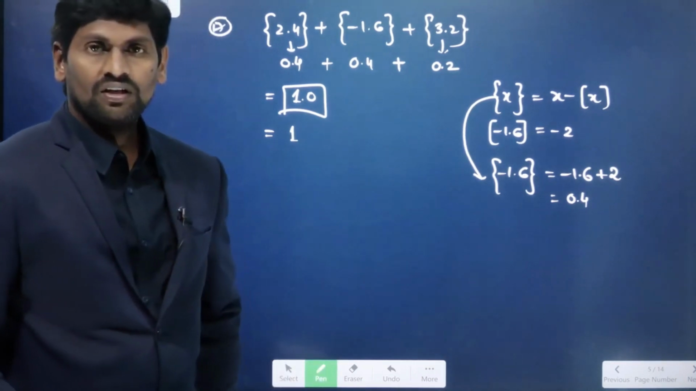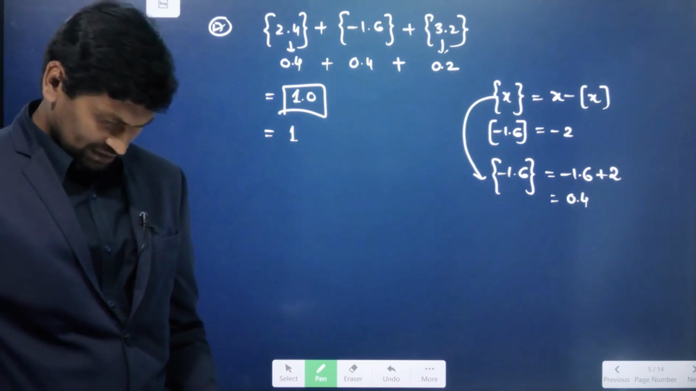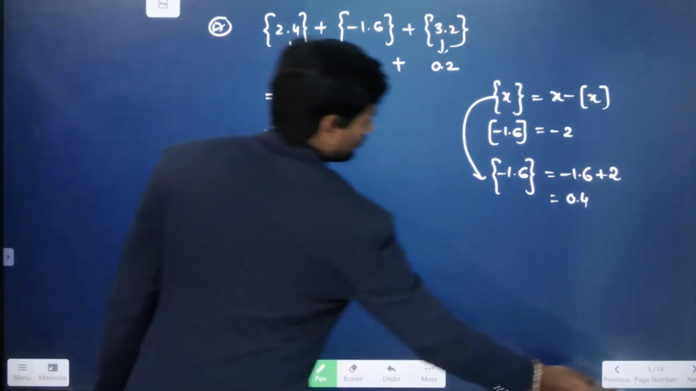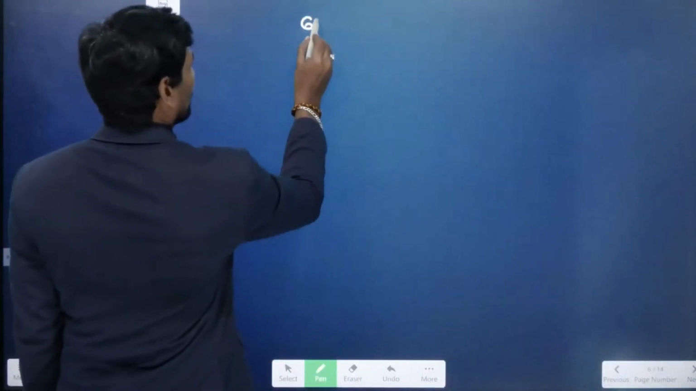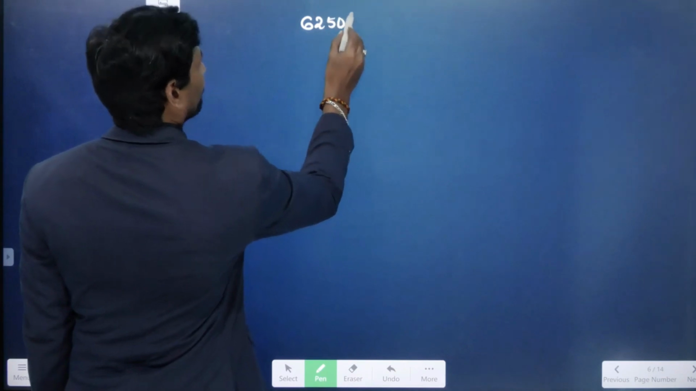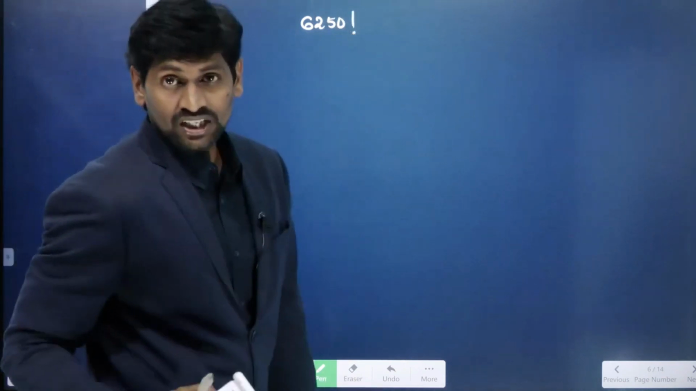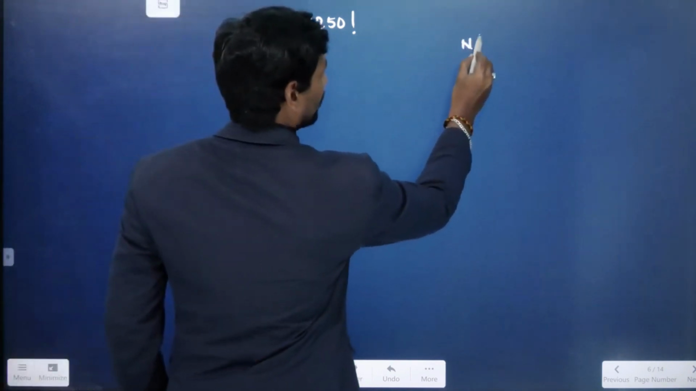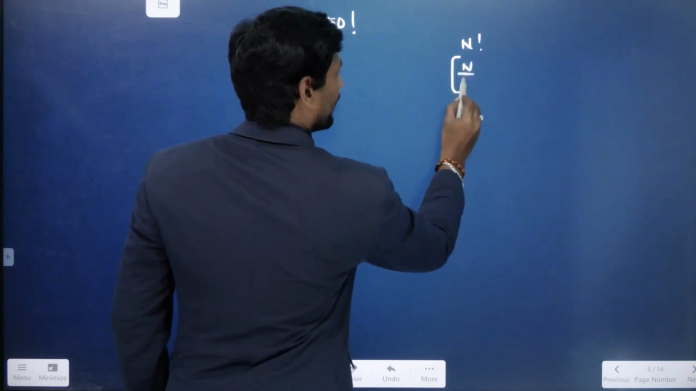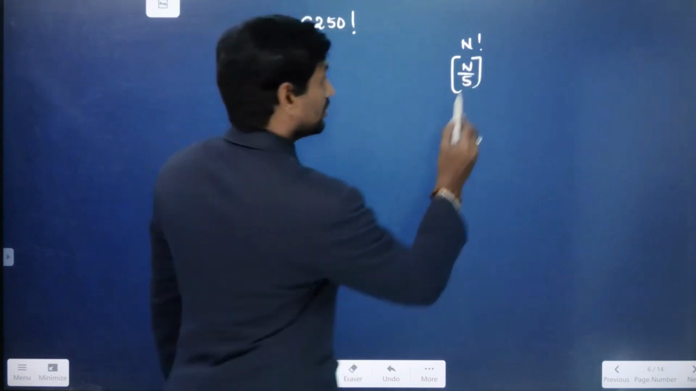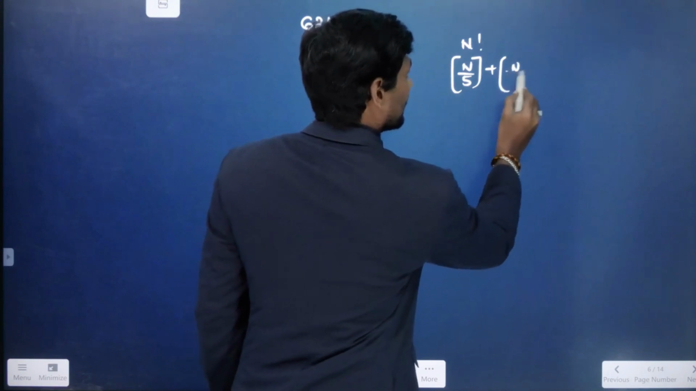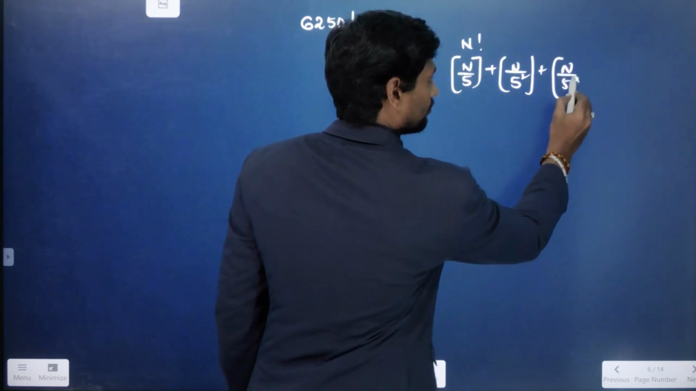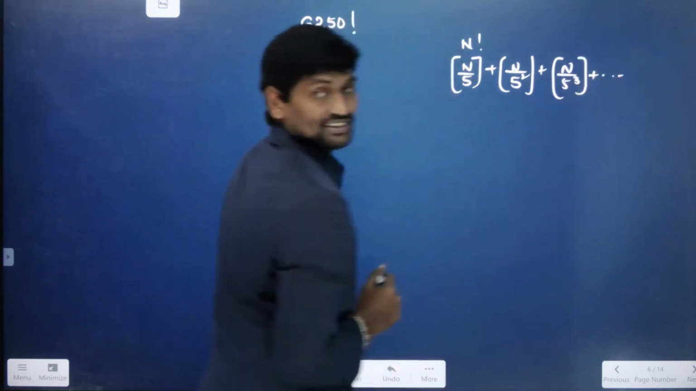Okay, let us see the next one. Number of zeros at the end of 6250 factorial. We already learned that the number of zeros in n factorial is the greatest integer of n by 5, plus the greatest integer of n by 5 square, plus the greatest integer of n by 5 cube, and so on.